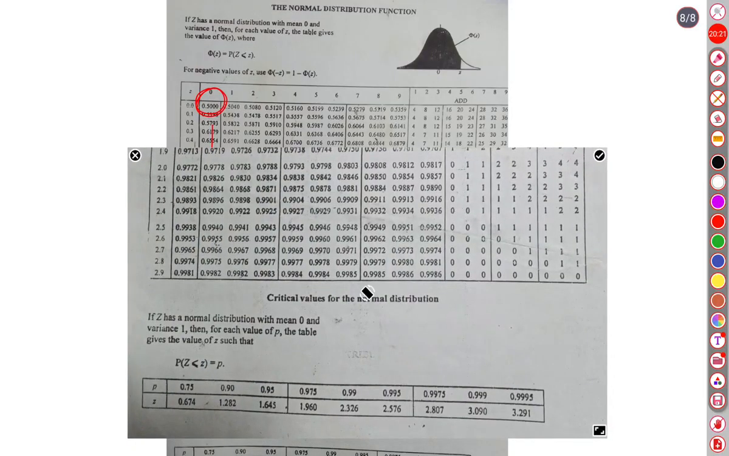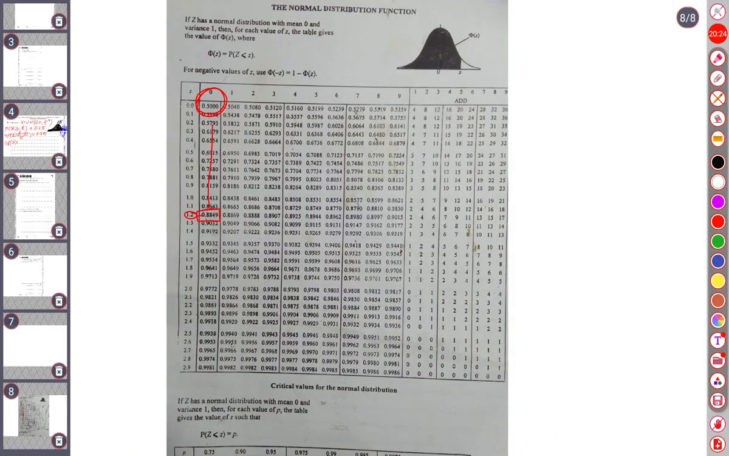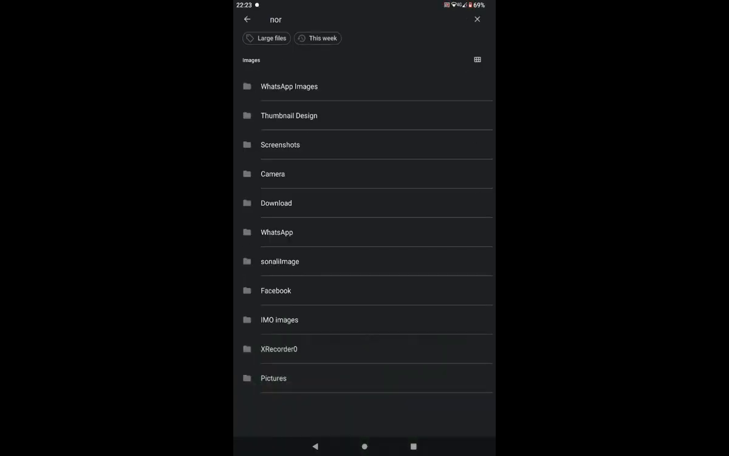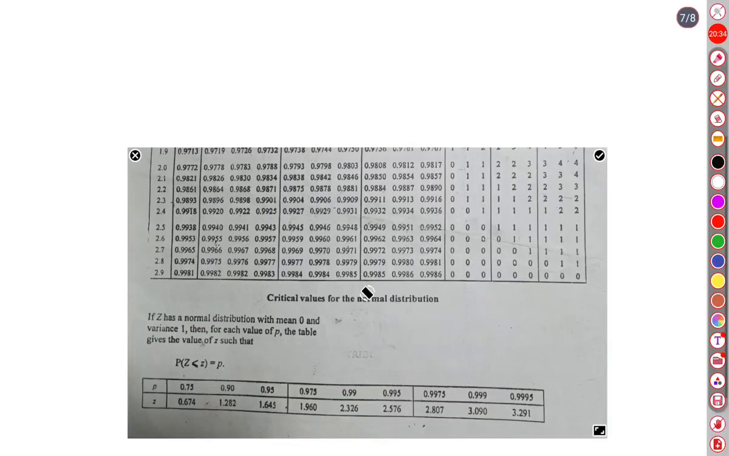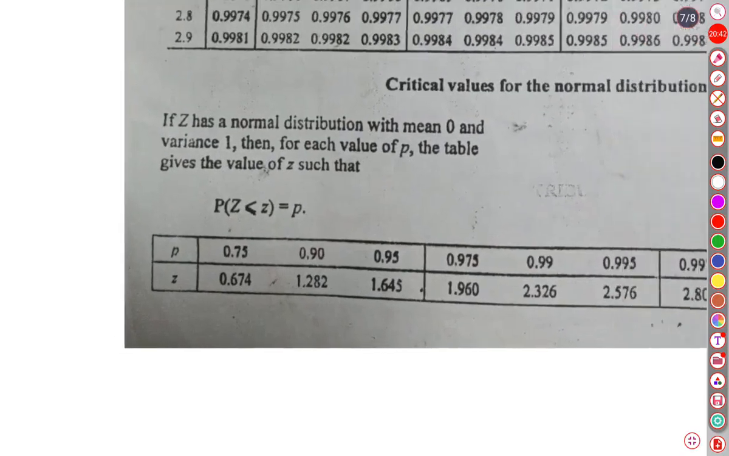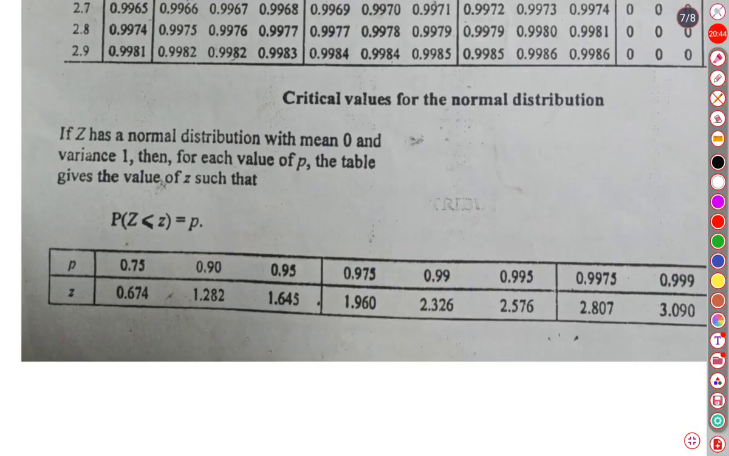Not on this page, on the next page. Yes, over here. This is the lower part of the same table. Our probability is 0.75. Look at the bottom of the page table. When probability is 0.75, what is the corresponding z-score? The corresponding z-score is 0.674.